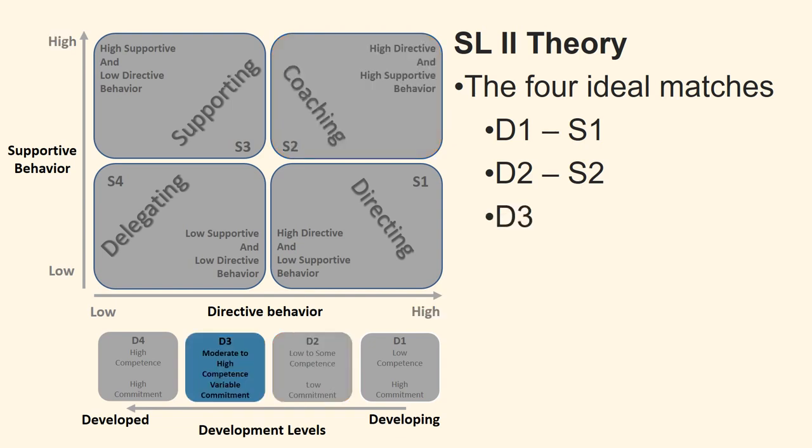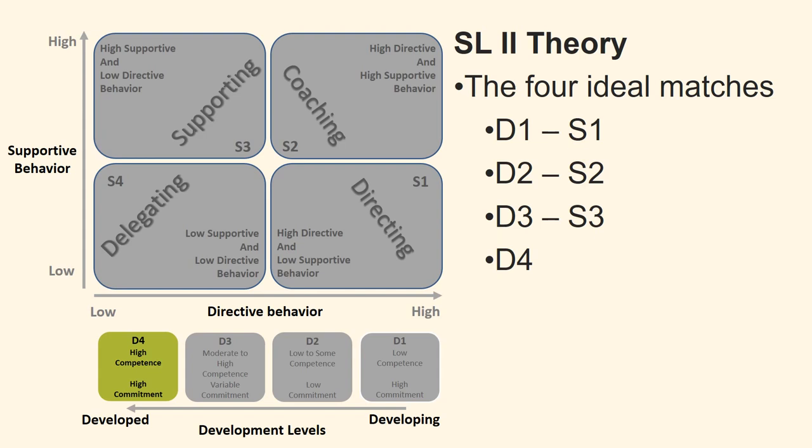The employee is at development level D3, moderate to high competence and variable commitment. The leader must therefore use the supporting leadership style S3, low directive behaviour and high supportive behaviour. The leader knows that the employee can solve the task, but the employee is a little unsure of his or her own ability to solve the task. The leader must therefore support the employee to build confidence in solving the task.